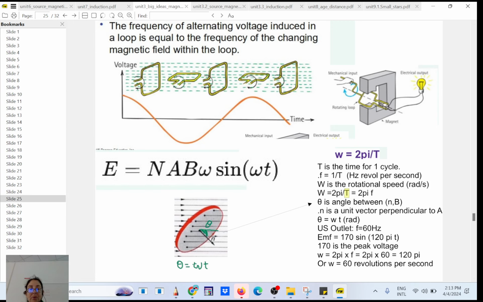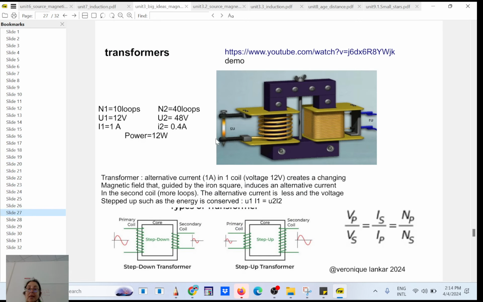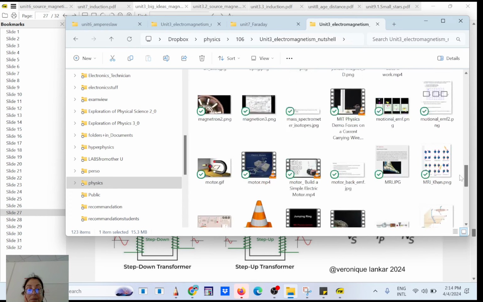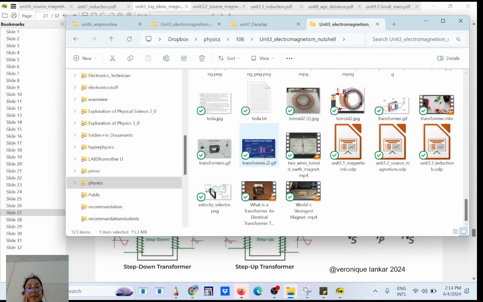Okay, so I try to summarize everything here. What else did I want to talk about? Okay, let's talk about the transformer again. So when you apply an AC, I found a nice simulation. So let me try to find it here.